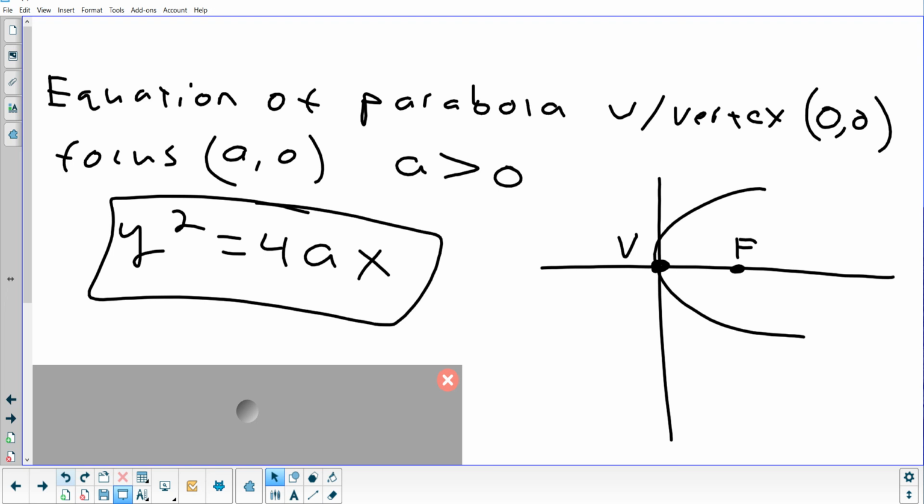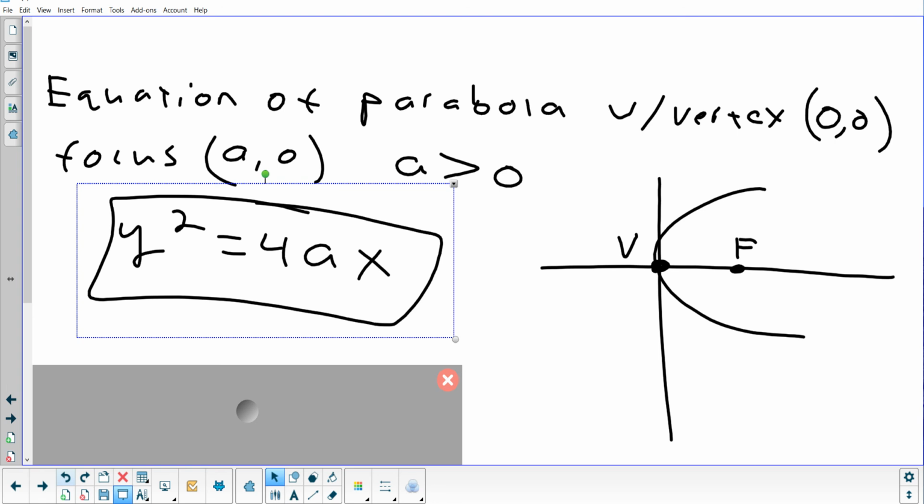Now, how many different cases did I say there were for parabolas? Yeah? 4. So there's going to be 4 variations on this formula. The variations are basically going to be, is this a positive 4 or a negative 4? That controls part of which way it's going to open. And then, what is the letter that's raised to the first power? And what's the letter that's raised to the second power?